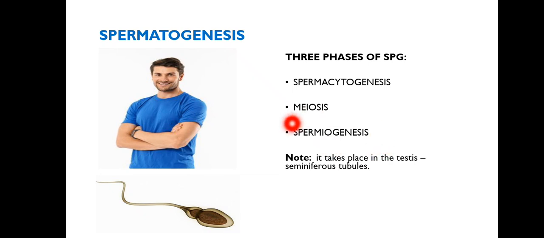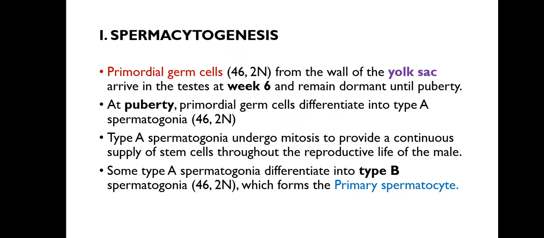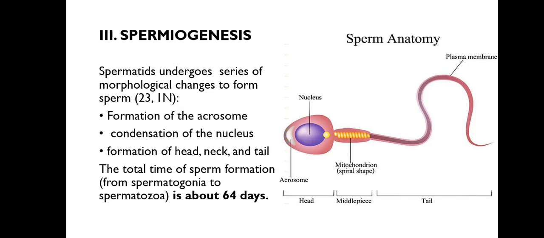Then we looked at spermiogenesis. We said this is basically a process that involves maturation of the sperm, making it have the head, the neck, and the tail. So this is how the male sperm is formed. So today you've known that this sperm that is alive today was formed 64 days ago.